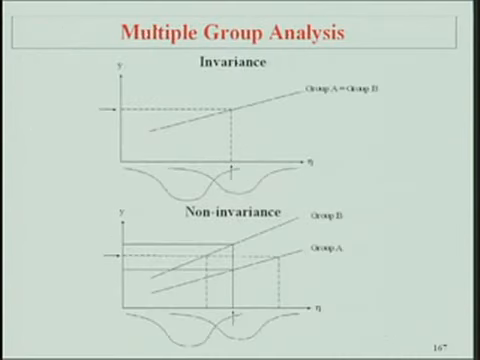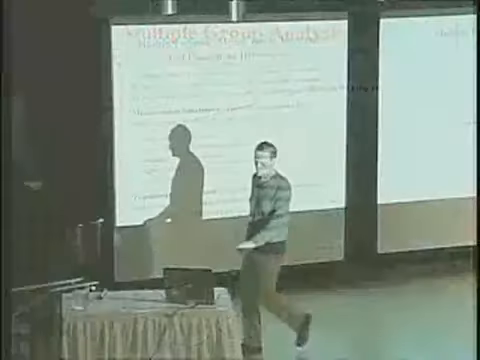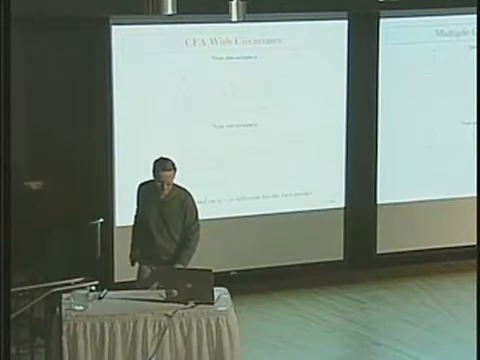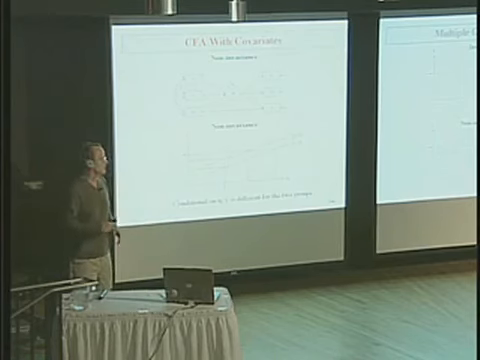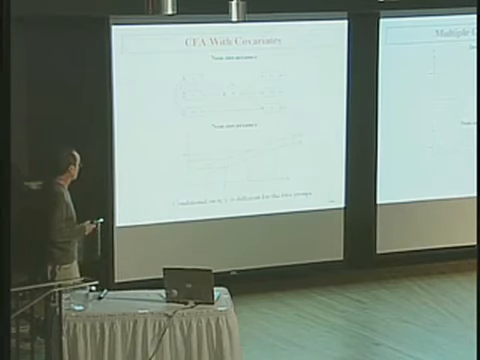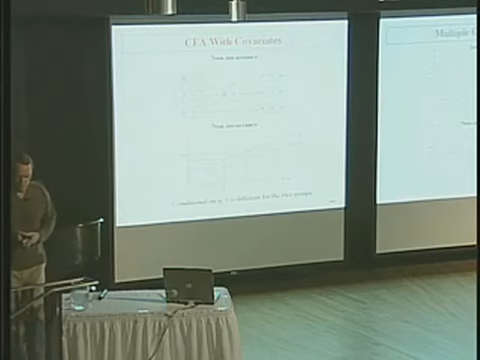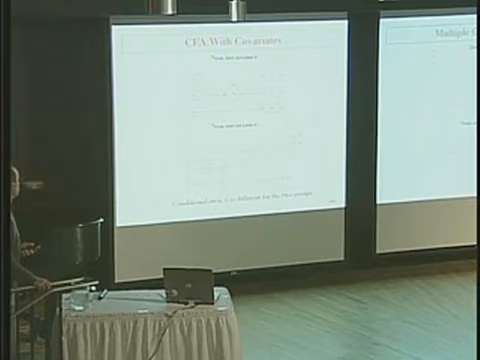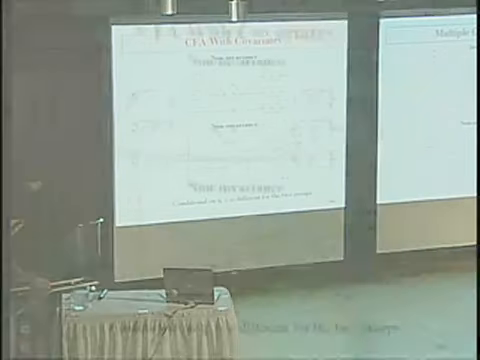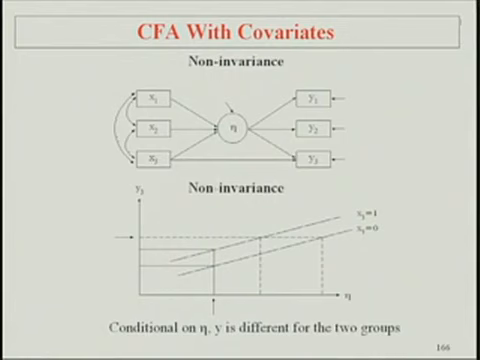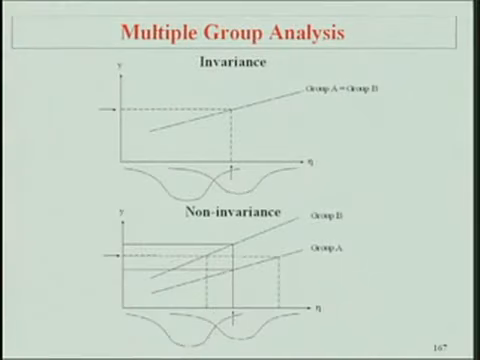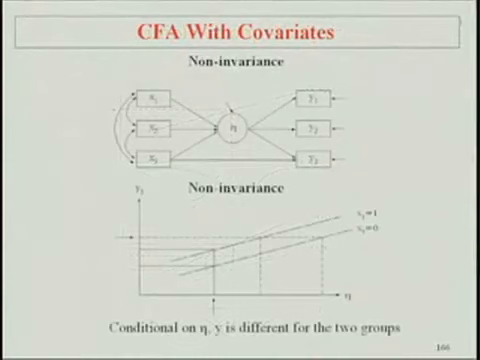So let me then show 2 slides again. And these 2 slides are really key slides for understanding what we're going to talk about this afternoon. On the left, you have one of the approaches, CFA with covariates. On the right, you have multiple group analysis. The technique on the left has also been given the name MIMIC analysis, multiple indicators, multiple causes. And let's start there. Let's talk about this picture on slide 166.